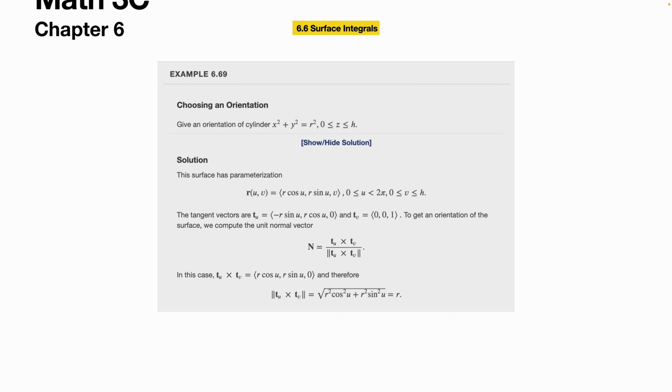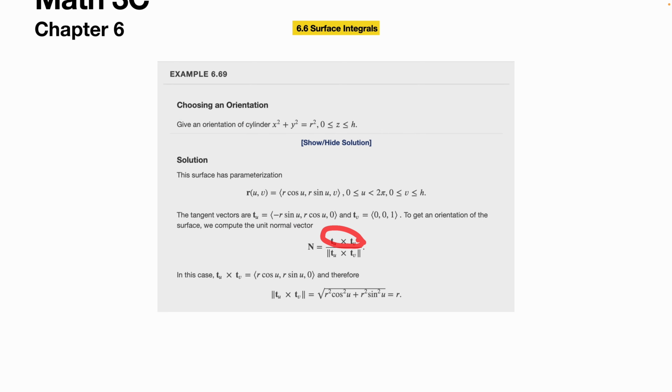All right, let's do an example where we pick the orientation, positive or negative. And in this case, they're looking at a cylinder. So very similar to what we've seen before. The radius of the cylinder is little r, and it's given in x's and y's. And then the height is given by v. So if we take the partial with respect to u, we get this. Partial with respect to v, we get that.